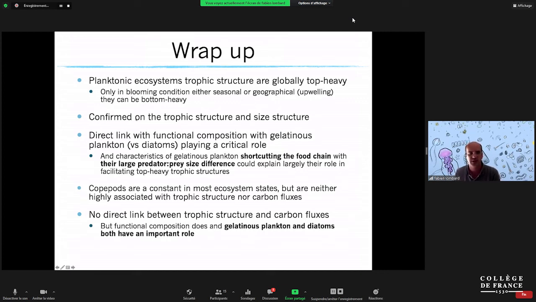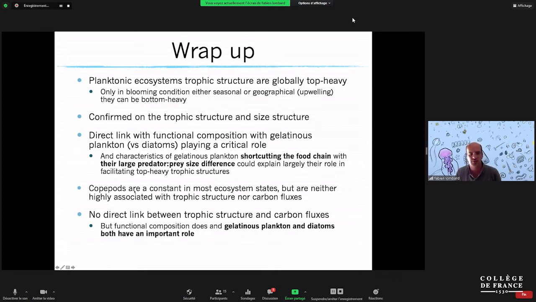We've seen that we have a direct link between the functional composition of diatoms and gelatinous plankton that play a critical role. And we believe that it's because all those gelatinous guys are pretty good at shortcutting the food chain because of that highly skewed predator to prey ratio, together with other properties like the decoupling in lifetime difference that they could have versus their prey.